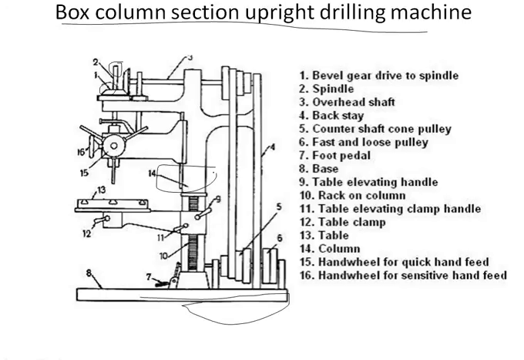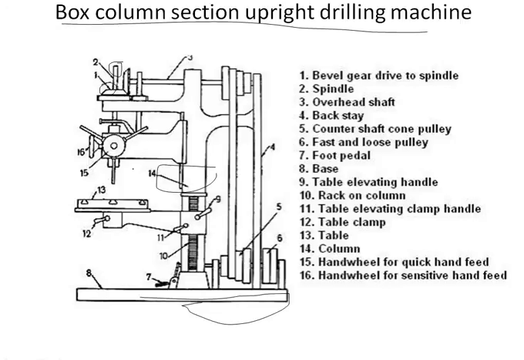Next comes the table. It is mounted on the column and is provided for clamping work directly on its face. The table may be round or rectangular in shape. The table may have three types of adjustments: vertical adjustment, radial adjustment about the column, and circular adjustment about its own axis.